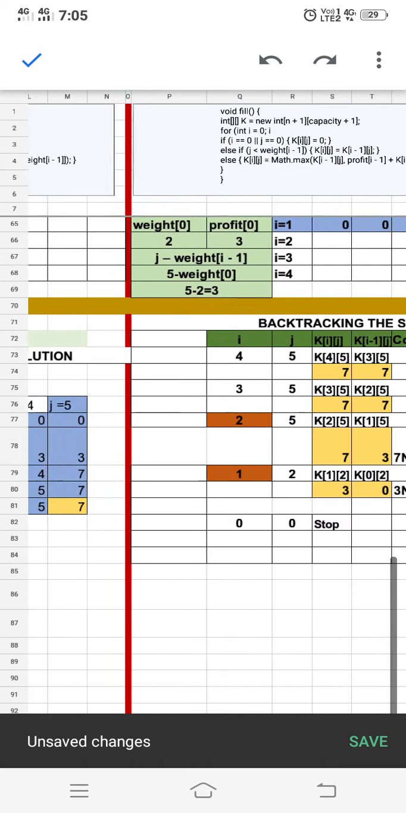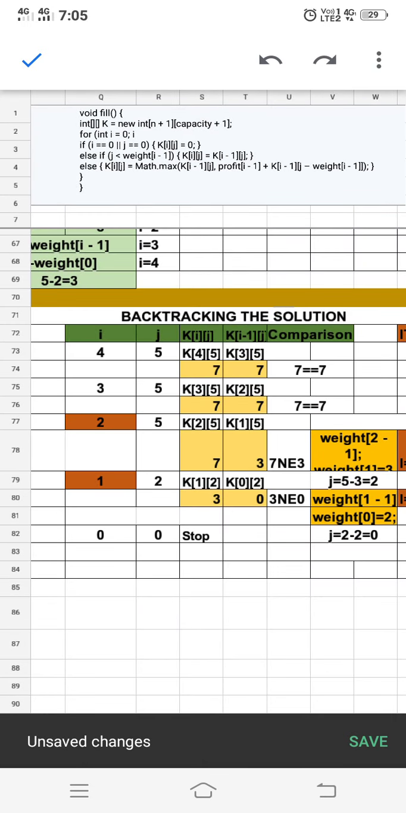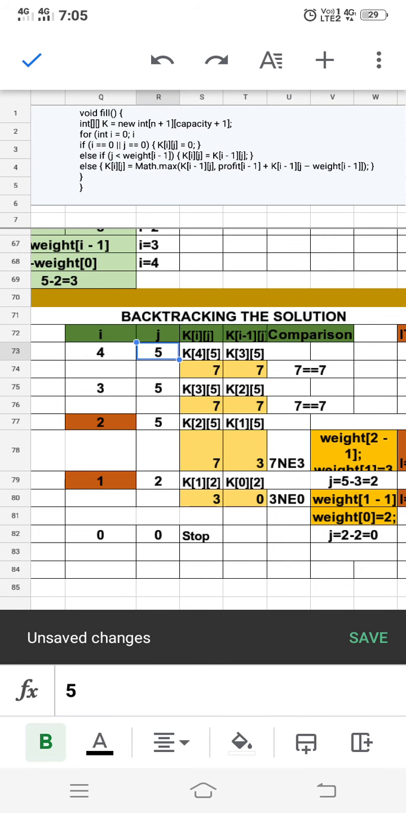Using this, here we have the tracing. Initially i is 4, j is 5. I will access the profit present at that index. I have 7 which is equal to 7, so decrement the value of i. Don't decrement the value of j because 7 is equal to 7. Next, get the values. Here also 7 is equal to 7, so decrement only the i value.